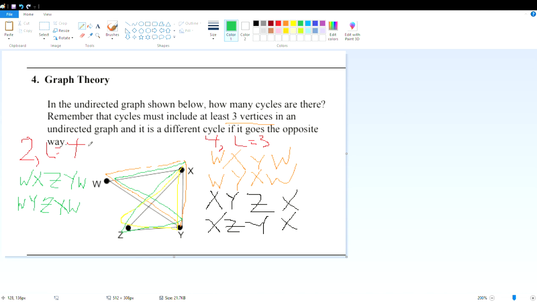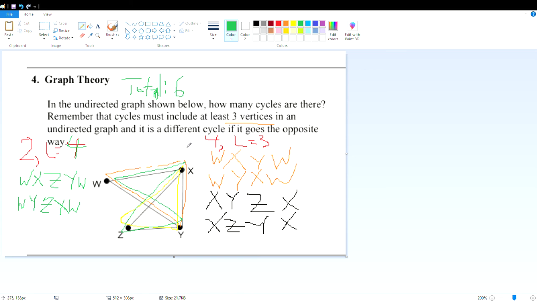So we have a length of 4, which means there are 4 edges, and also means there are 4 nodes. Sorry, it's hard to write here, using a mouse to write. So we have a total of 6. So we have a total of 6 cycles.